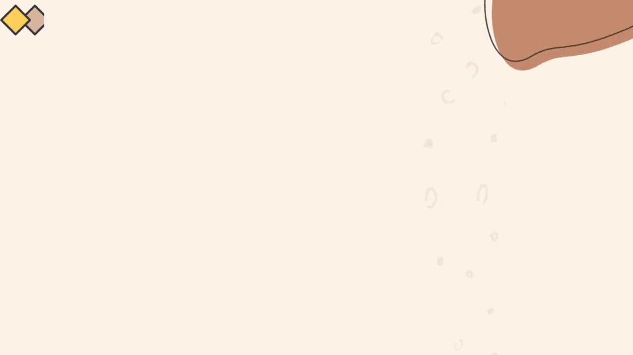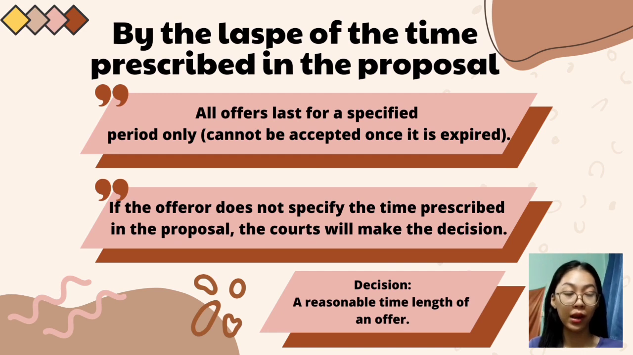Alright, the next way an offer can be revoked is by the lapse of the time prescribed in the proposal. This means that an offer lasts for a specified time only, and it cannot be accepted anymore when it has expired. However, if the offerer doesn't specify the time prescribed, then the courts will make the decision itself. The decision that courts usually make is a reasonable length of time for an offer.